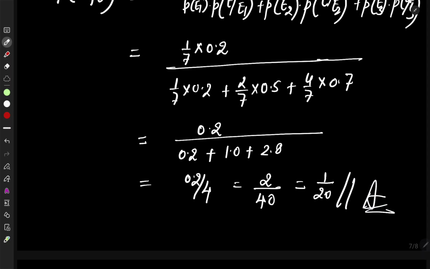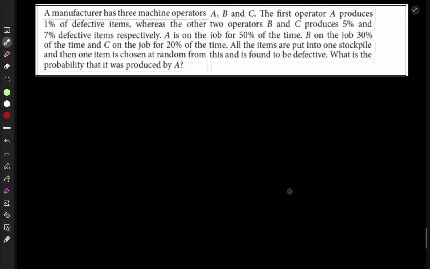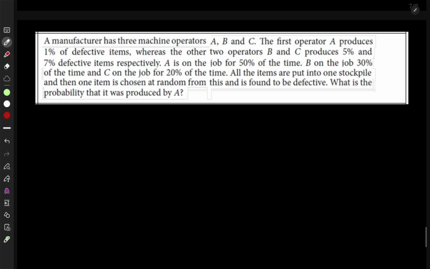Now dear student, the last question we are taking here is not the least, it's a really very important question. So we'll do it a little fast. The question says a manufacturer has 3 machine operators A, B, C. The first operator A produces 1% defective items, whereas the other two, B and C, produce 5% and 7% defective items. A is on the job for 50% of the time, B for 30% of the time, and C for 20% of the time.